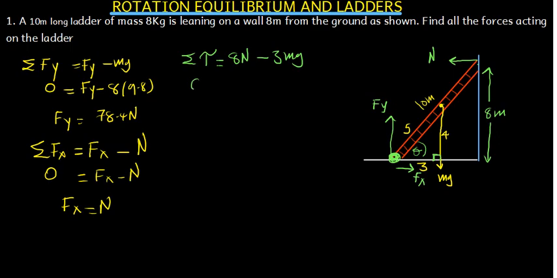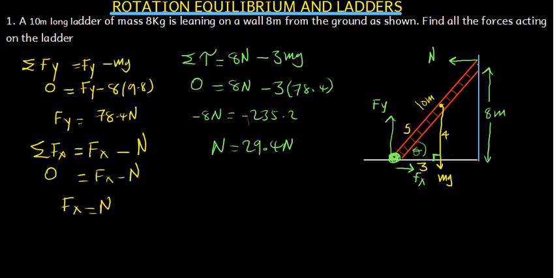Okay, so the net torque is going to give us 0, and that will be equal to 8n minus 3 times the mass here, of course, mg, which gave us 78.4. So if I multiply 78.4 by 3 first, and take 8n to the other side, that is going to be negative 8n is equal to negative 235.2, and then divide by negative 8 on both sides. We're going to find that the normal force there is going to be 29.4 newtons. So that is going to be it.